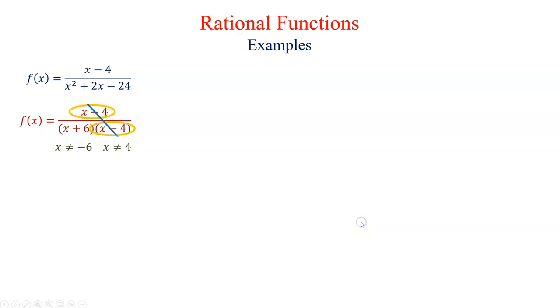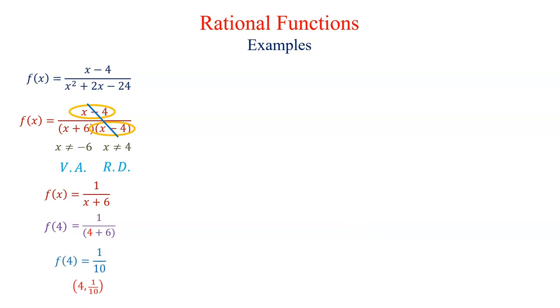Noticing that we have a common factor, when those cancel out, that means at the 4, there will be a removable discontinuity. Everything else will be a vertical asymptote. So time to find the coordinates for the removable discontinuity. Write our simplified version. Find f(4) in this case. Substitute the 4. We end up with 1/10. So we have the ordered pair (4, 1/10), which will be the coordinates for the removable discontinuity.